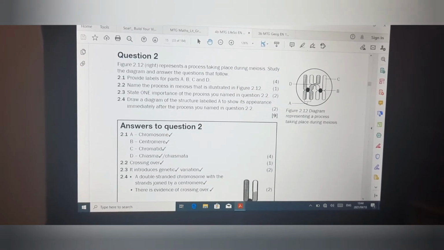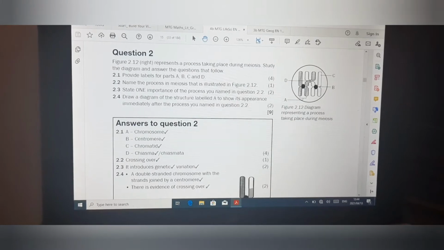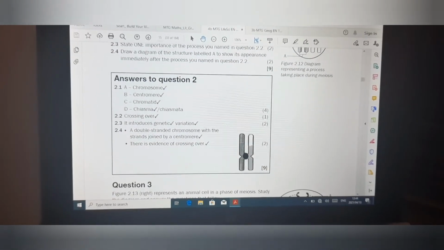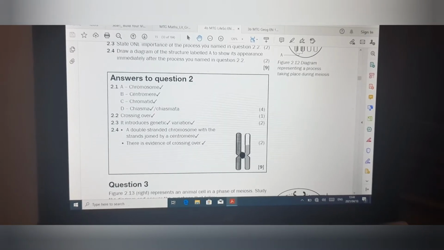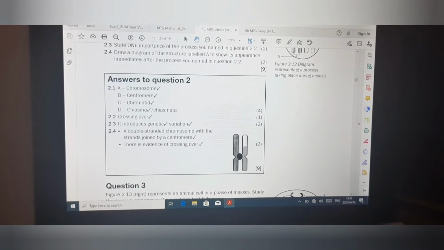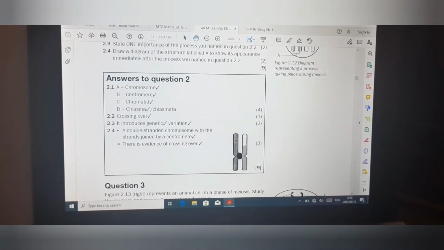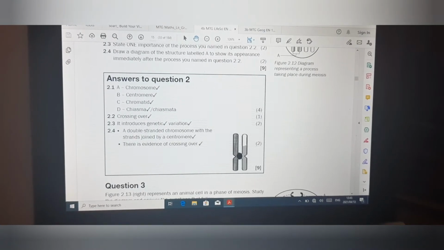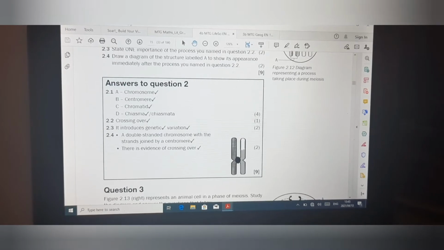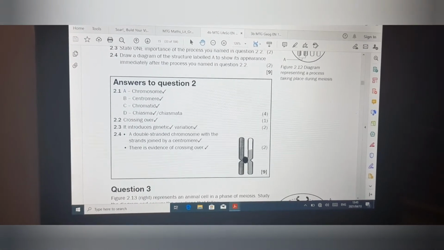Draw a diagram of the structure labeled A to show its appearance immediately after the process you named. You see how it's demonstrated on 2.4. And then they decided to give us 2 points as well. There is evidence of crossover, double-stranded chromosomes with their strands joined by a centromere.